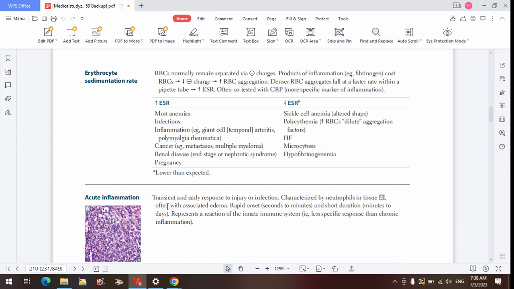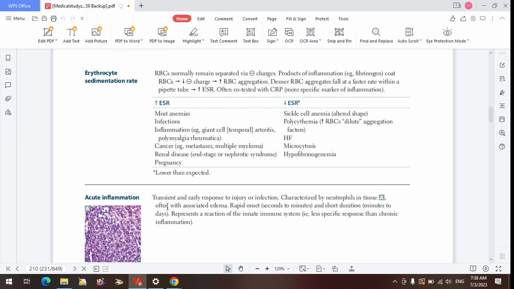ESR. I know this is a test that we commonly order in clinical practice. We are very familiar with it. The mechanism of ESR is just to look at the rate at which the red blood cells sediment in a vertical tube. We put the blood with the red blood cells in a vertical tube, and then we look at the way it sediments. So if it sediments fast, the erythrocyte sedimentation rate is high.